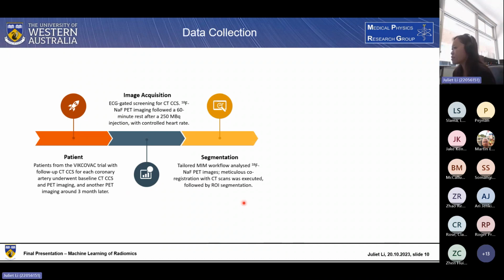With segmentation, the PET and the CT images were co-registered to the same resolution and manually segmented by the clinicians.